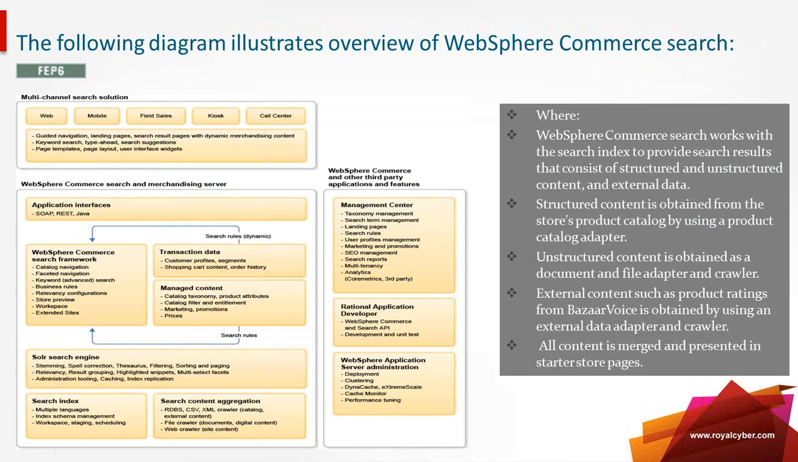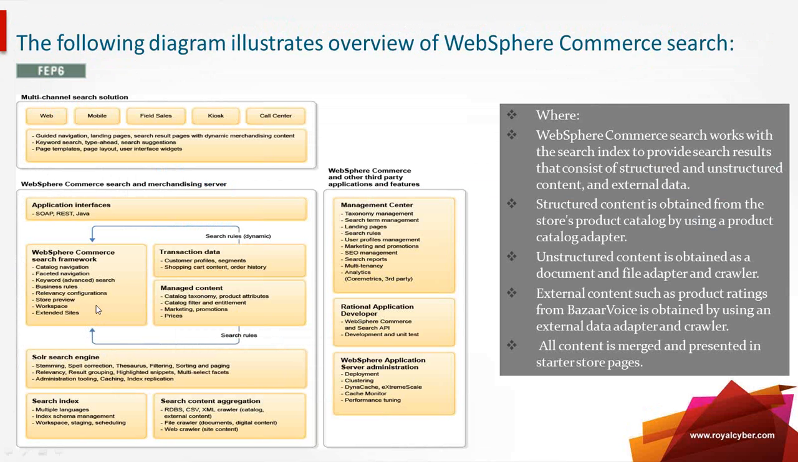Unstructured content contains data from the attachment files like PDFs or any other manuals related data. External content such as product ratings from Bazaarvoice is also obtained, and those are also captured in the structured content. And the inventory data is usually captured from the WebSphere Commerce database, or wherever the inventory master data resides.